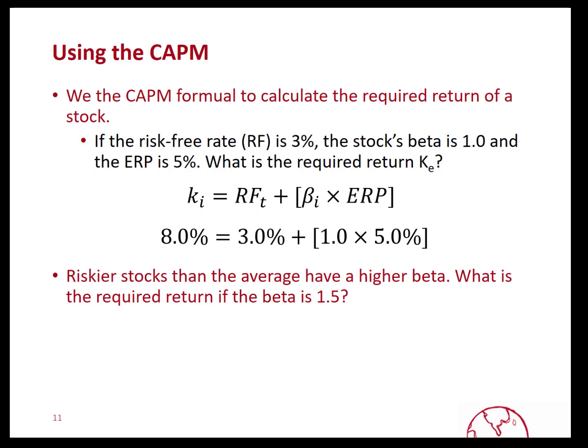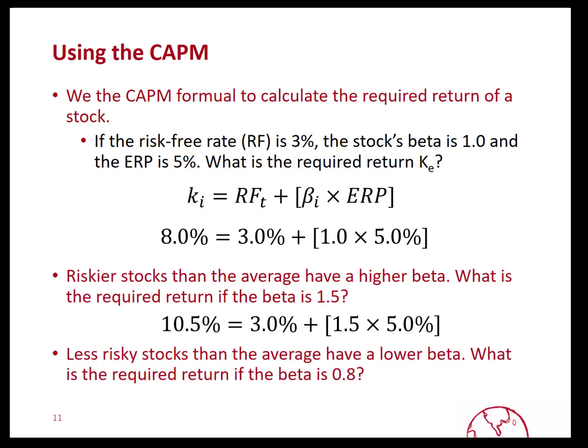So if your beta is 1.5, what would be your required return? Well, you simply substitute 1.5 into that formula. You see 3% plus 1.5 times 5. You see that you would expect to be compensated by getting a required return of 10.5%. Because the market is made up of more risky and less risky stocks, you can have stocks that have a lower beta. So if the beta is only 0.8, what would be the required return? Well, we see that the required return would be 7%.